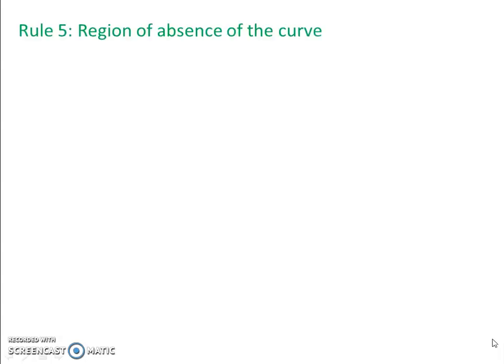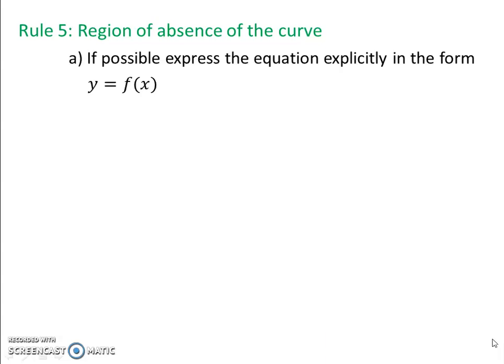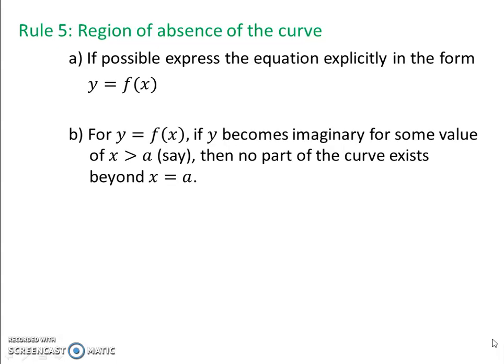So rule number 5 is the region of absence of the curve. First of all, if possible, try to express the equation explicitly in the form y equal to f of x, or we can express it in the form x equal to f of y also, if possible. For y equal to f of x, if y becomes imaginary for some value of x greater than a, then no part of the curve lies or exists beyond x equal to a.